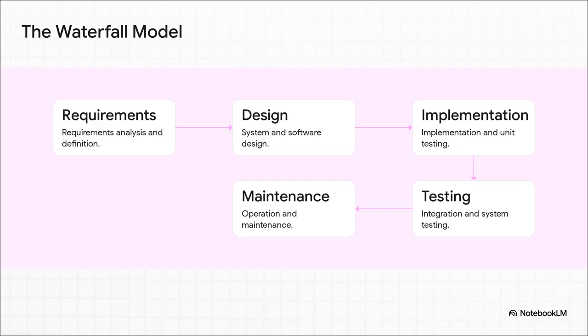You start by gathering all the requirements, period. Once that phase is totally done and signed off on, you move to design. Once the design is 100% finished, then you move to implementation, and so on. The key rule is you cannot go to the next stage until the current one is complete, just like water can't flow back up a waterfall.